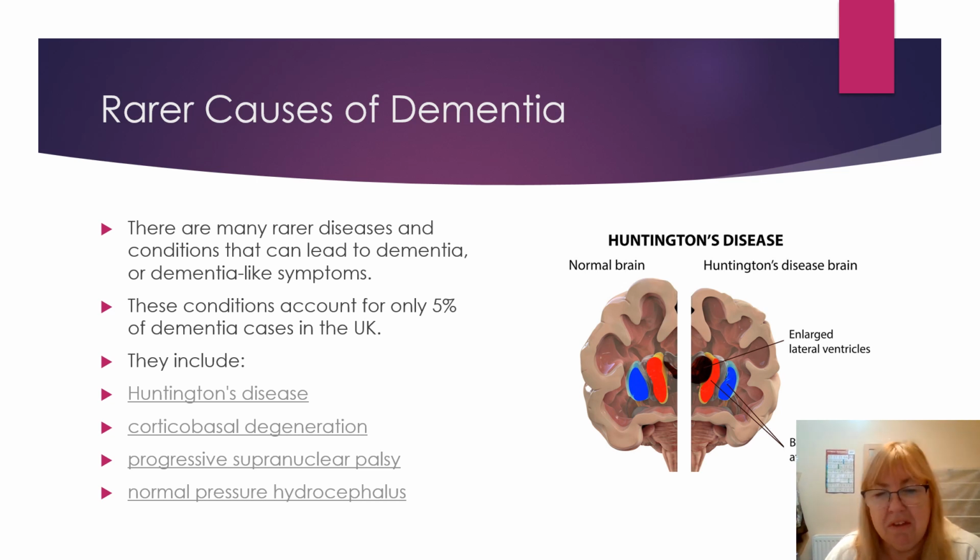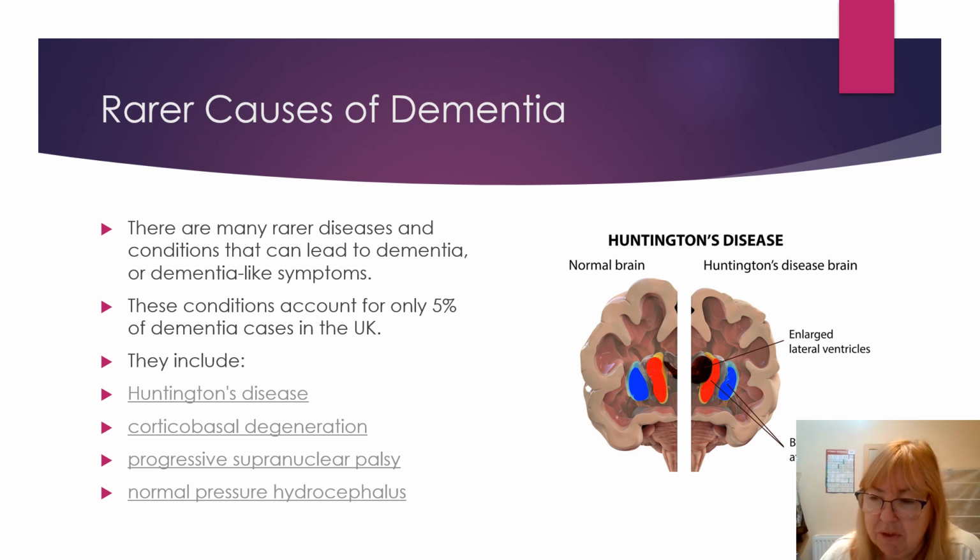out what the causes of Huntington's, corticobasal degeneration. I've just given you a few. They're usually like 1% here, 1% there. So you will not come across them that much. You might come across some people with Huntington's.